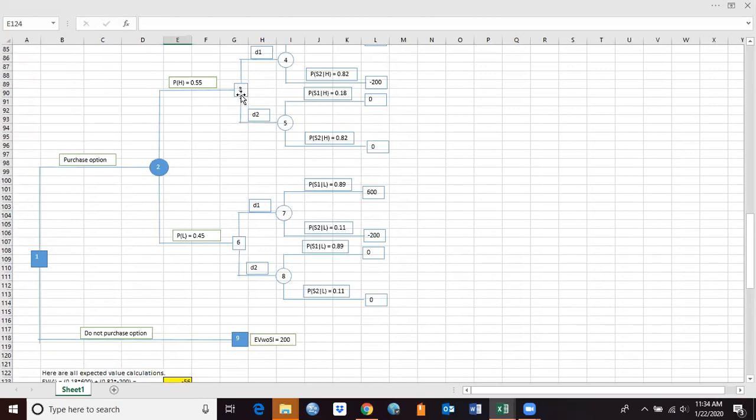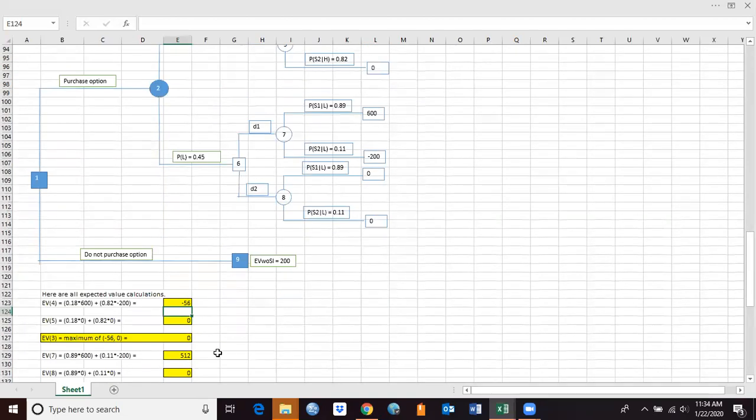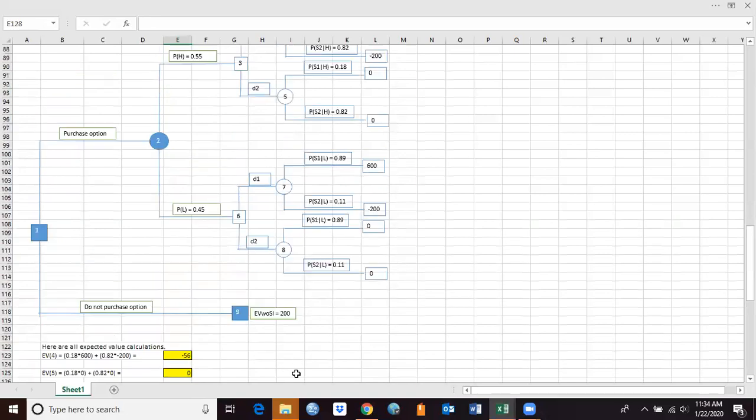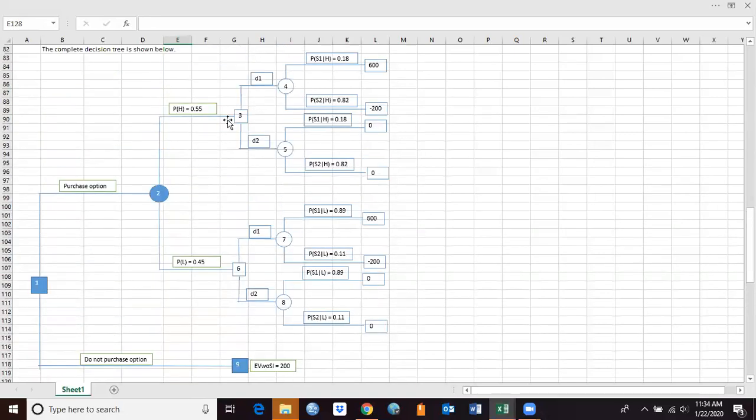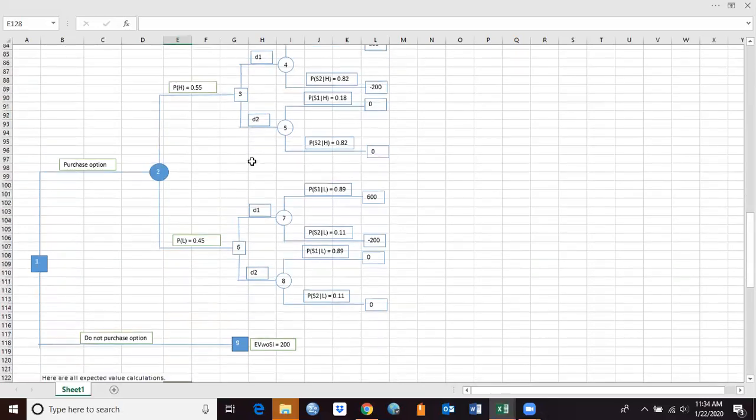So the expected value at decision node 3 is going to be the maximum of the expected value at 4 and the expected value at 5. So here I'm going to take the maximum of minus 56 and 0. So that's 0. The expected value of node 3 is 0, which indicates not to buy the land. If the resistance is high, don't buy the land. That's what it means.